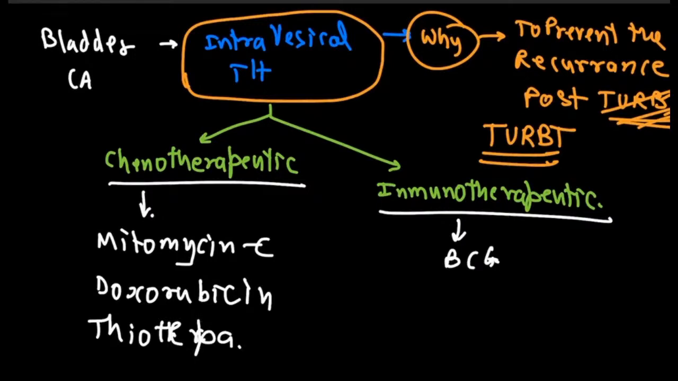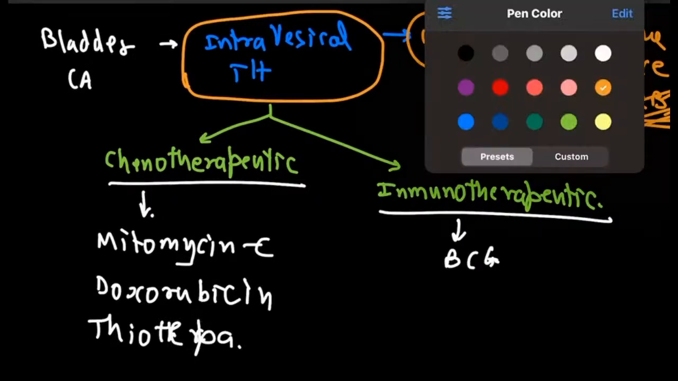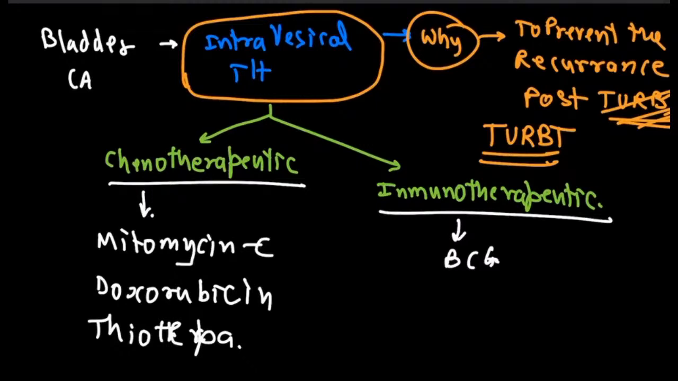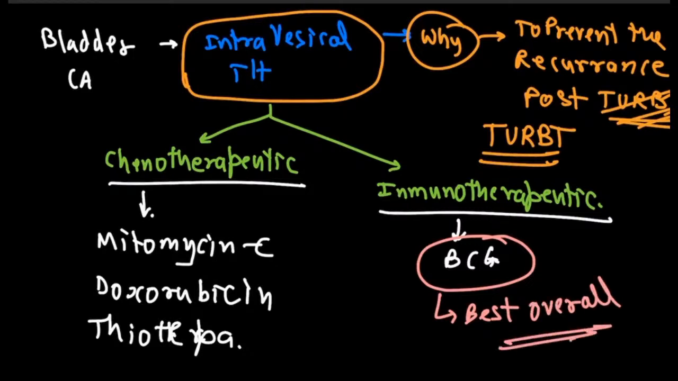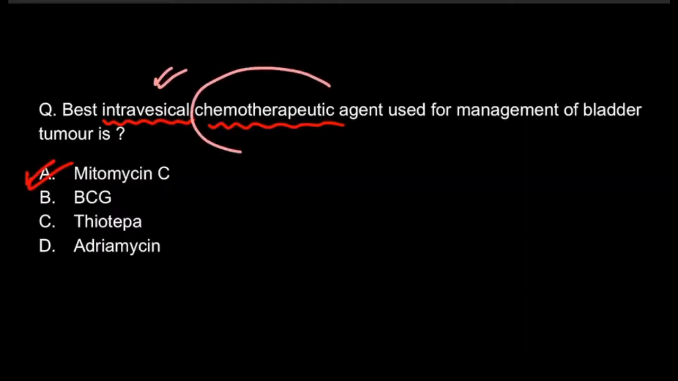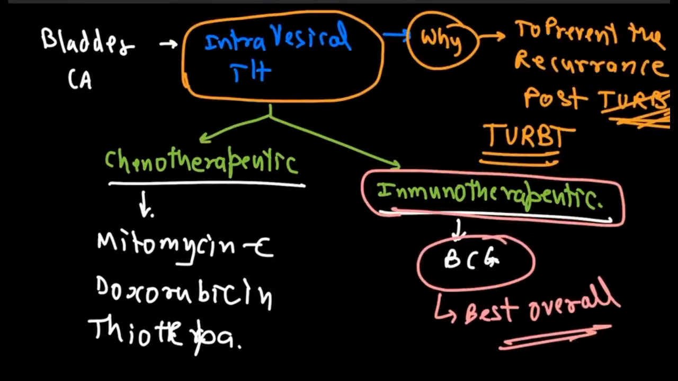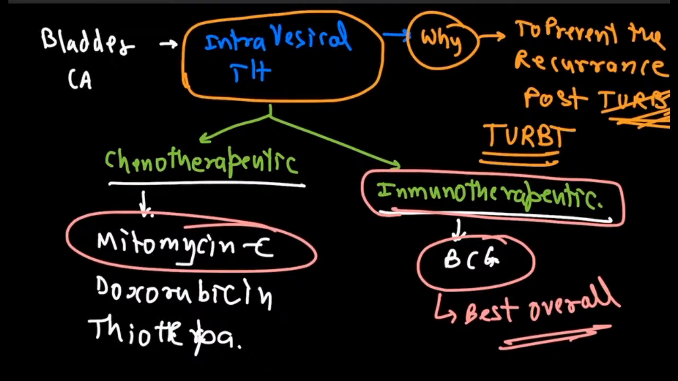Now if I ask you which is the best intravesical agent overall, no doubt BCG, this is best overall. But you need to understand that this is an immunotherapeutic agent. It is not a chemotherapeutic agent. So BCG is the best overall immunotherapeutic agent. But what did the question ask you? What is the best intravesical chemotherapeutic agent? It is mitomycin C. Because the question mentioned chemotherapeutic agent, that is why the answer is mitomycin C.